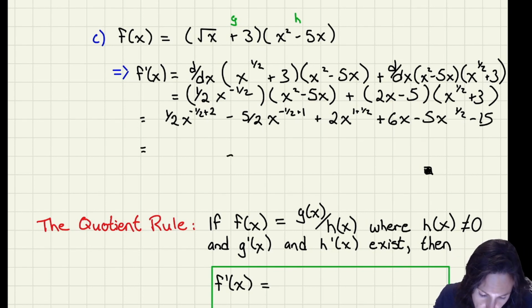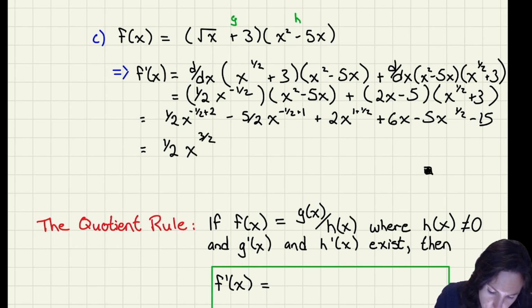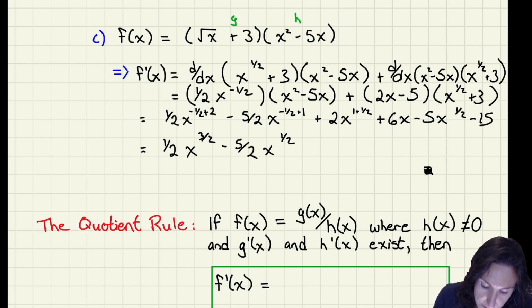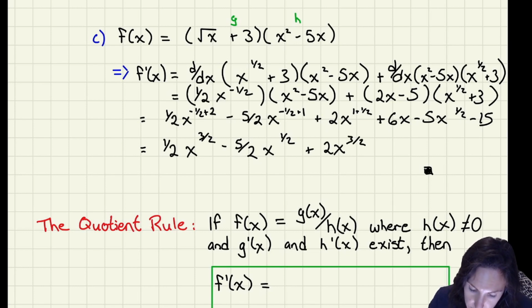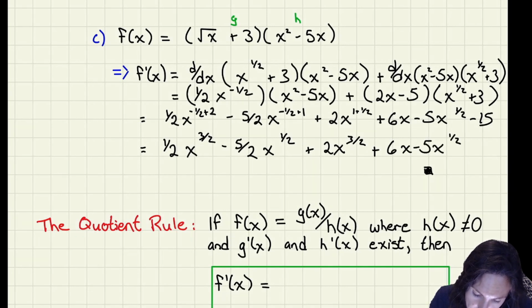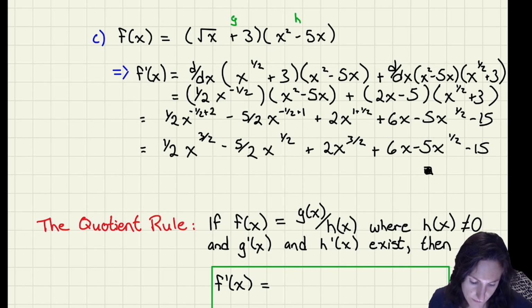All right. So minus 1/2 plus 2, so I'm going to have to do a common denominator. Okay, so negative 1 plus 4, so that's going to be 3 over 2. Okay, so 1/2 x 3 over 2 minus 5 over 2, and then I have x negative 1/2 plus 1, so that'll give me positive 1/2 plus 2x. Again, this will be 2 over 2 plus 1 over 2, so this will be 3 over 2. And then I have plus 6x minus 5x to the 1/2, and then minus 15.